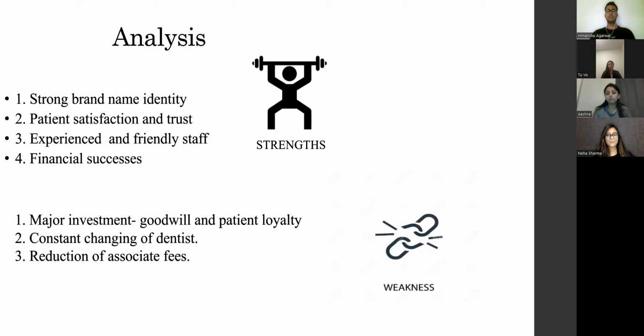Then talking about the weaknesses, the major weakness was the major investment, that is goodwill and patient loyalty. If Miller opts for purchasing the Chang Dental Clinic, he should maintain the goodwill portion, because the $96,000 was a major investment in patient satisfaction. Then there was constant changing of dentists. Dr. Chang also bought it from another dentist, and now there is also a change of dentist at the same dental clinic.